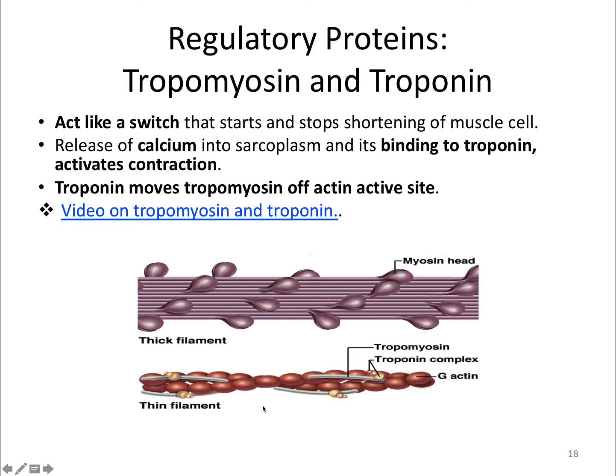Nifty, huh? So, by this regulatory function, troponin and tropomyosin act like a switch that starts and stops the shortening of a muscle cell. So if you don't have calcium on deck floating around in the sarcoplasm, the tropomyosin is always going to block the active site of the G-actin, and that precludes the ability of the myosin heads to grab the actin. Once you have calcium release, if calcium is bound to troponin, the tropomyosin will be moved off of the active site, and that facilitates myosin being able to grab onto the actin.